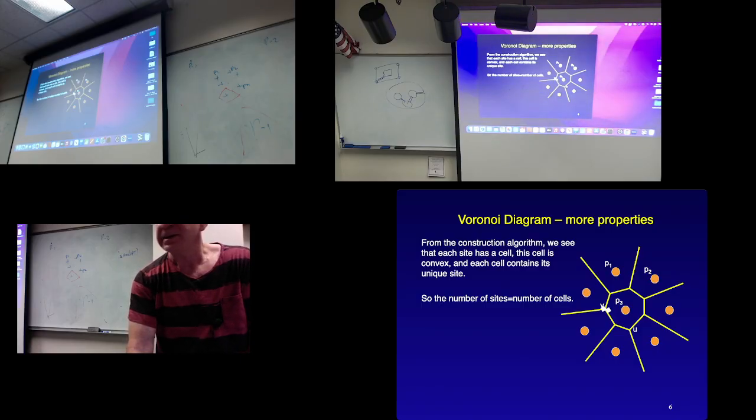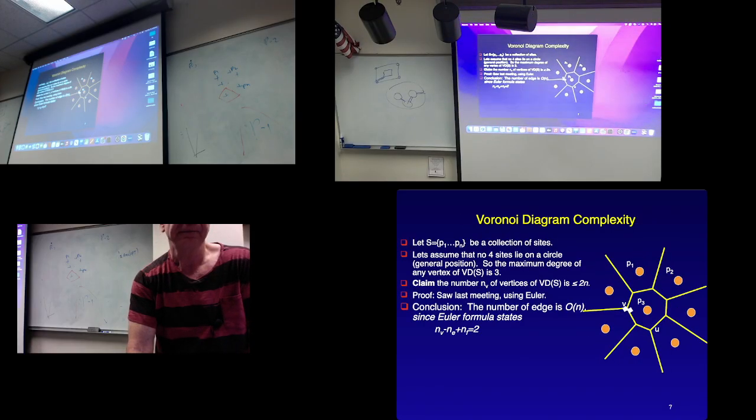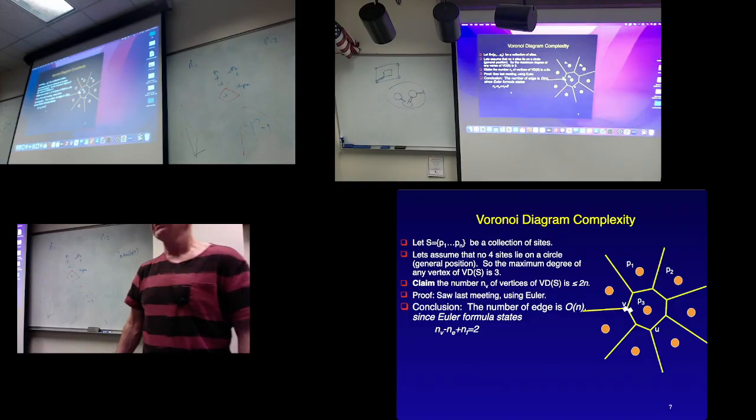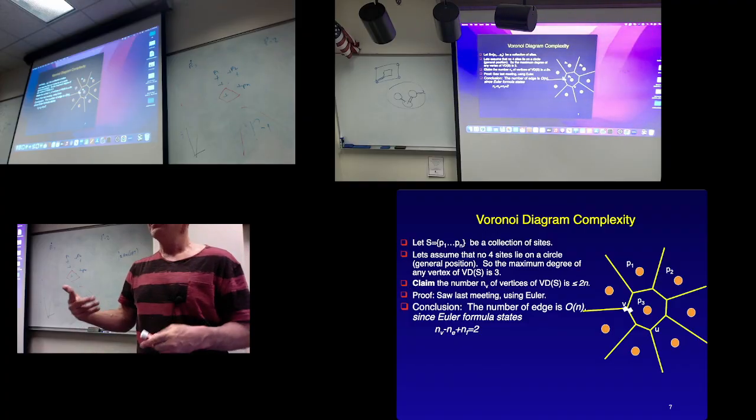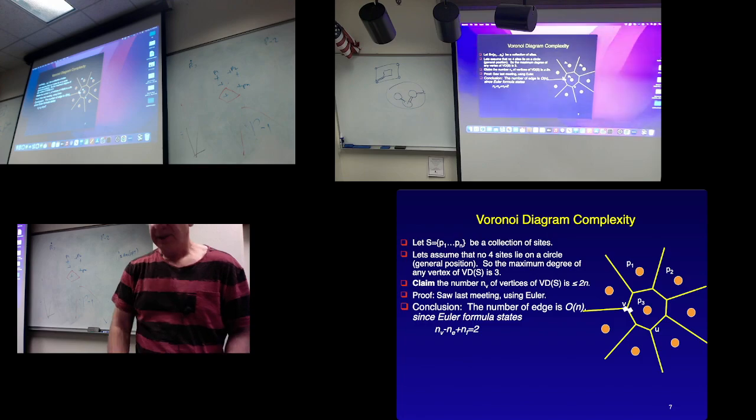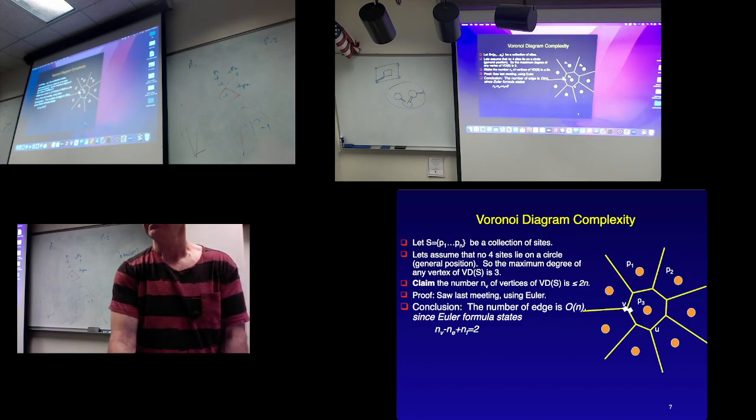A vertex is the center of an empty disk. The Euler formula tells you that, because the number of cells is n, the number of vertices is about 2n. We talked about it on Tuesday because of Euler. It's a planar graph. The number of vertices is about 2n, and the number of edges is about 3n.